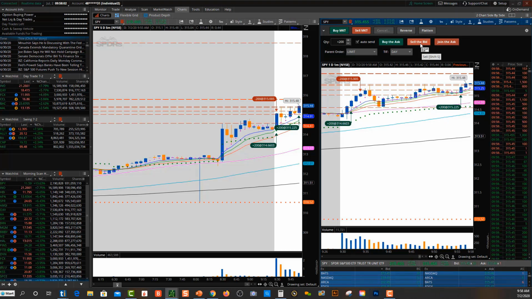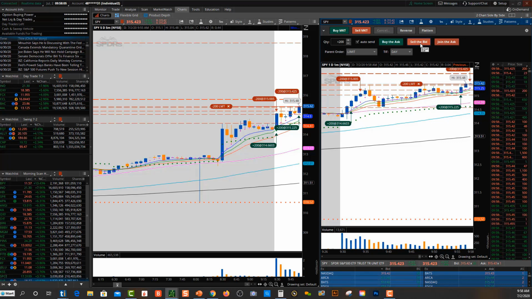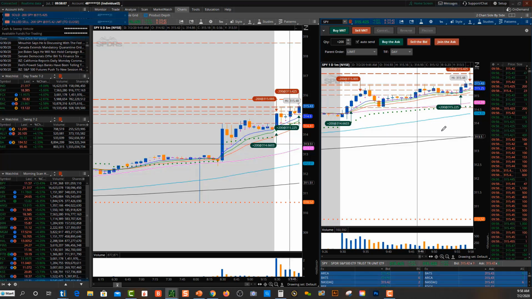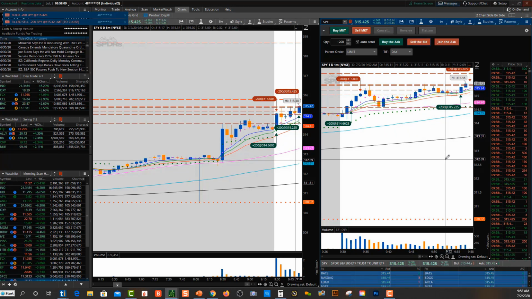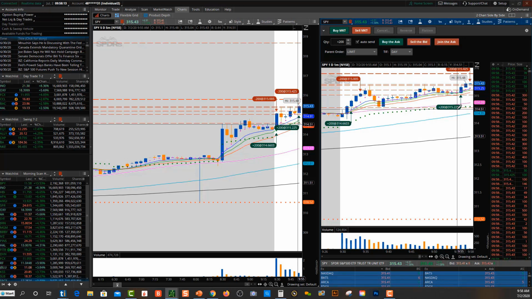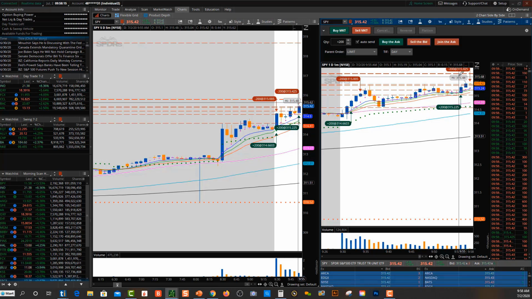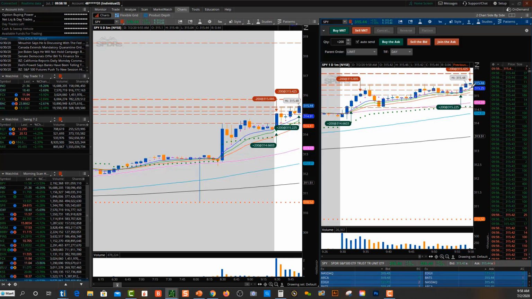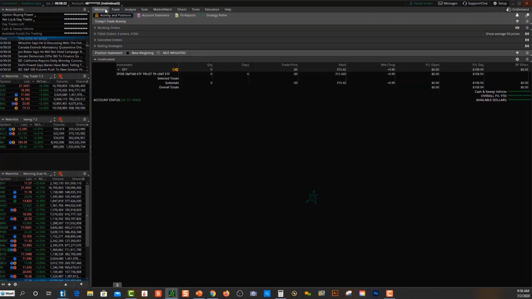There we go, right near it, 315. All right, I'm out. So 315.42. So again, just trying to show you scalps. It may continue up. Just want to show you right here. This is getting in at 315.22, out at 315.42. Just a 20-cent scalp. So again, kind of just showing you how to slowly grow here.